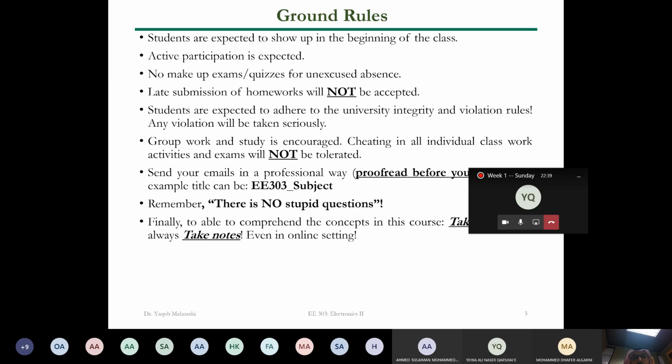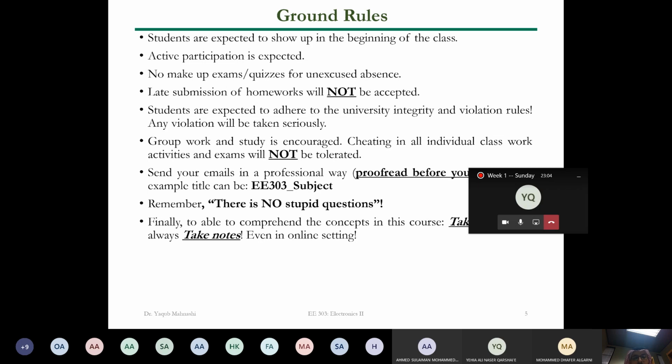Of course, no makeup exams or quizzes for those who could not present an excuse for their absences. So make sure if we schedule a quiz or an exam that you attend at the same time, virtually or physically after the 7th week. But if you couldn't, you need to present an official excuse to get a makeup.